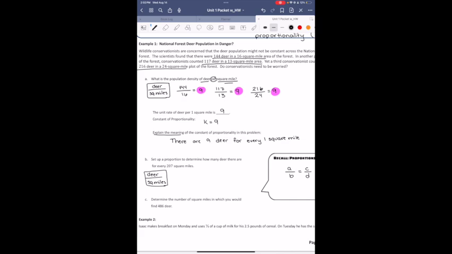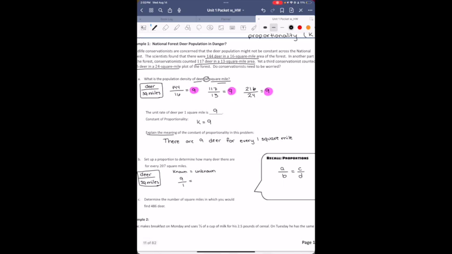So we're going to set up a proportion. So I'm going to set up what I know. And what I like to say is I set up my known equal to my unknown. So I know that there are 9 deer for every 1 square mile. Notice I'm following my label, deer on the top, square miles on the bottom. I don't know how many deer there are for 207 square miles.